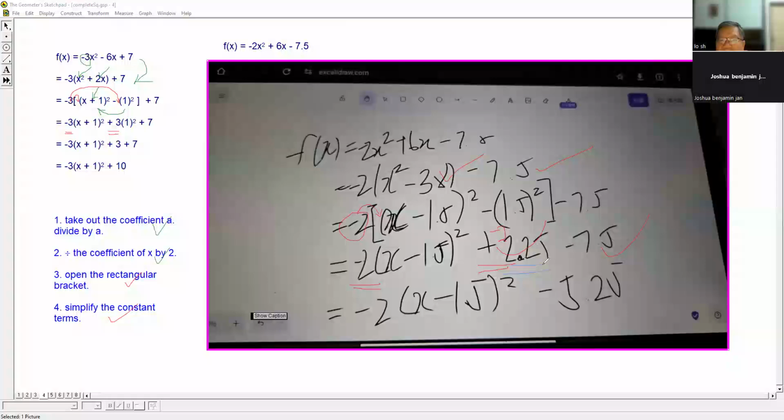This one here should be positive 4.5. You make the corrections. Then finally tell me what you get here.